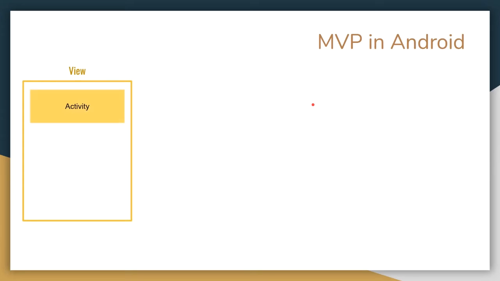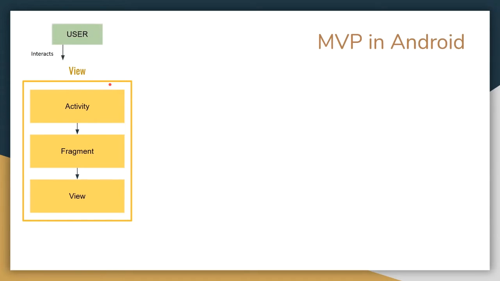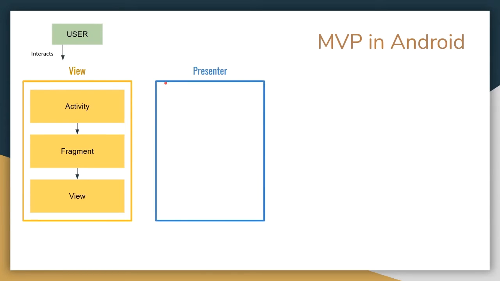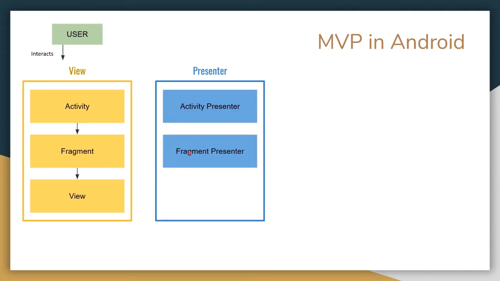With the view, every application will have an activity, and in each activity you could choose to have a fragment as well. It's also considered a sub-activity, and you could also have a custom view. All 3 of these are where the user will interact. The next component is the presenter, and for each activity you would have one single presenter. For each fragment you will have one single fragment presenter.